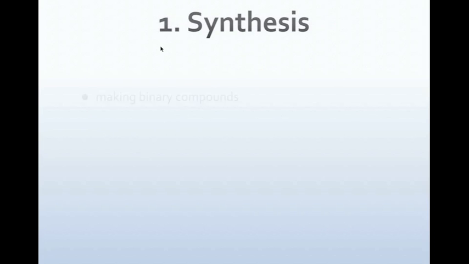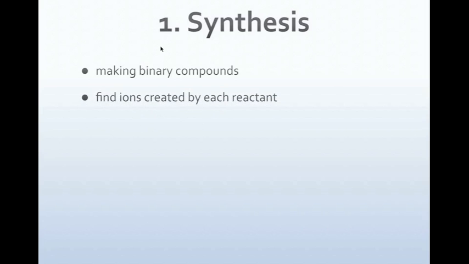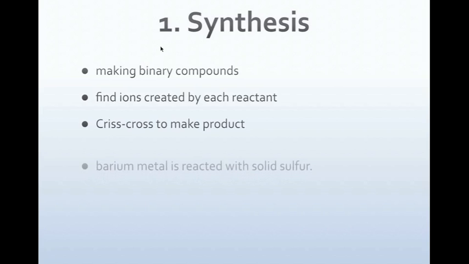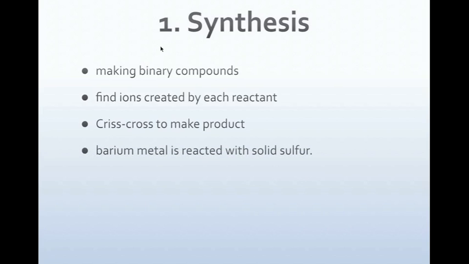Now our first reaction we're going to talk about is a synthesis reaction. Remember, that is when many compounds or elements combine to make one compound as a product. We know that a synthesis reaction is going to make a binary compound, meaning it's going to start with just 2 elements. Now what we have to do is find the ions created by each reactant. We crisscross those to make our product because it's going to be a binary compound.